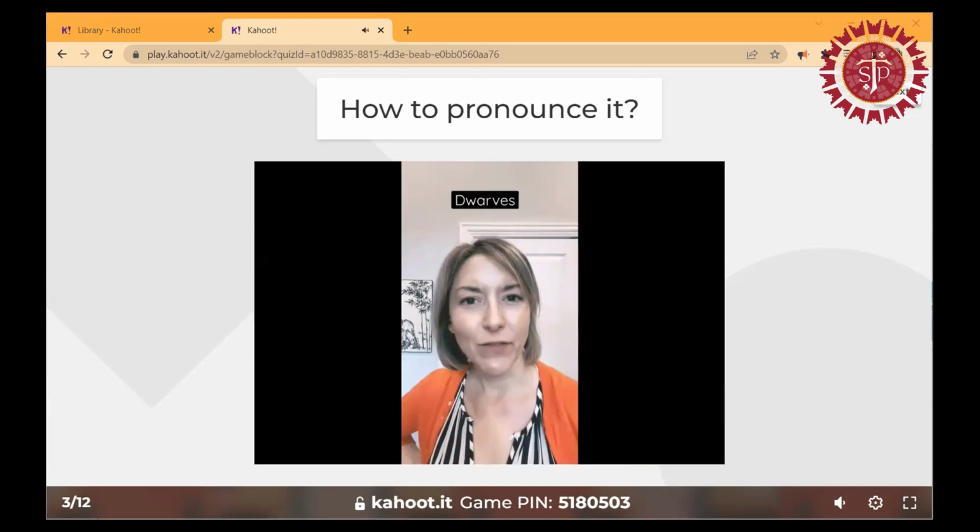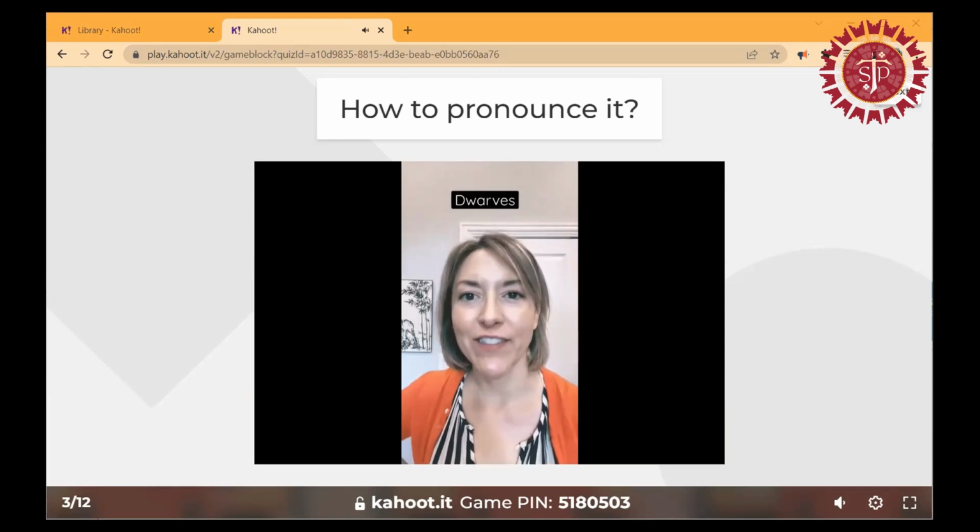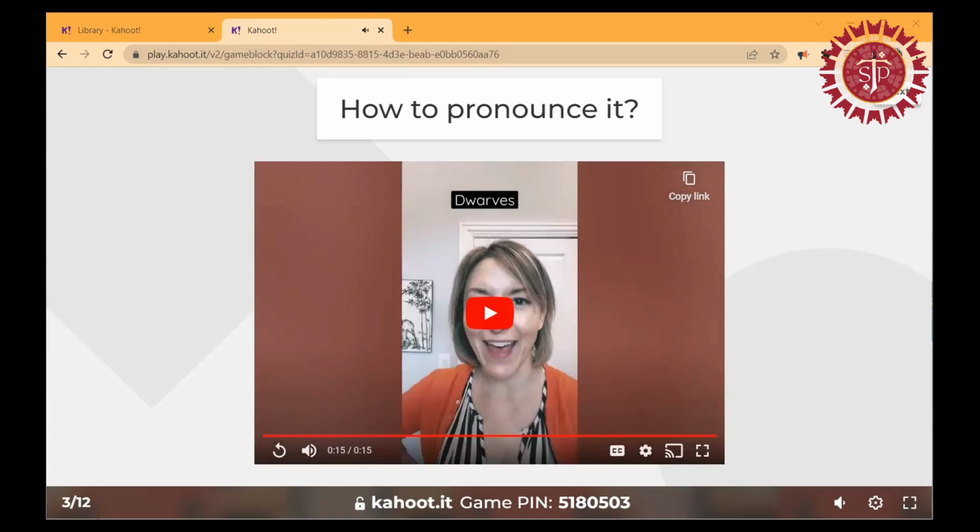What's the plural of dwarf? Dwarves. To do this, you're going to change the F to a V and add a Z. Dwarves, dwarves, dwarves. Was that better?